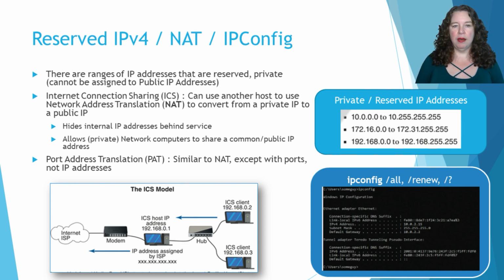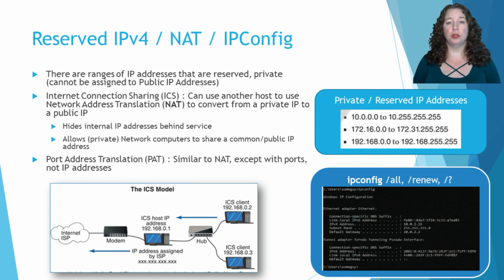The ICS model is modeled here in that concept of your internal clients at 192.168.0. The gateway is going to be at 0.1, and then the internal clients are at 2 and 3. They can translate to the ISP IP address, which they have denoted here with X's, going outside to the rest of the world. There's a little image here of your basic IP config. You are going to get very comfortable with IP config by the time you're done with this course. Definitely by the time you're done with this chapter.